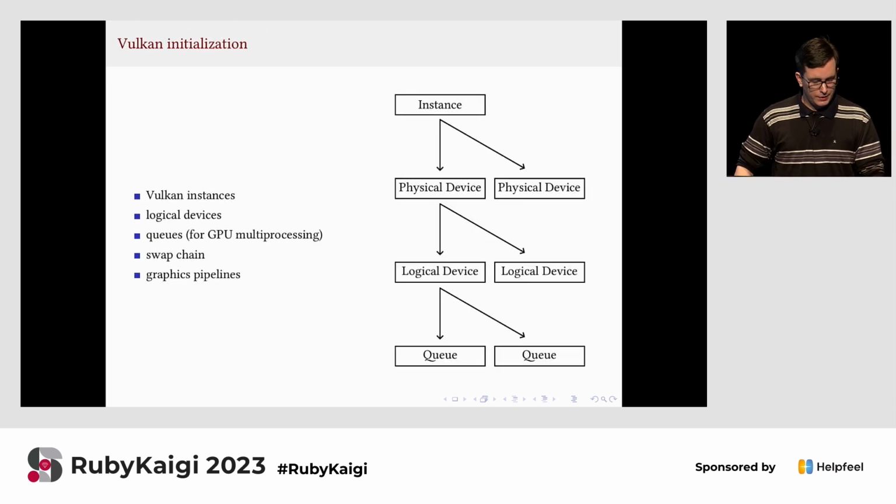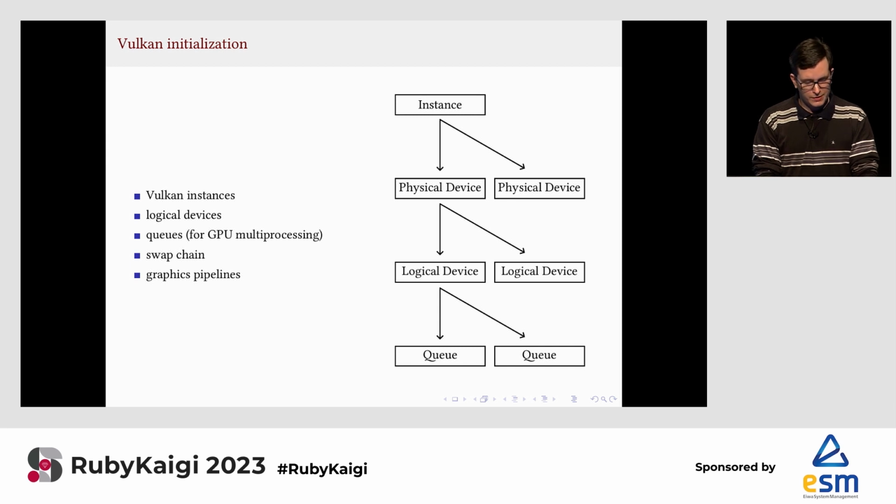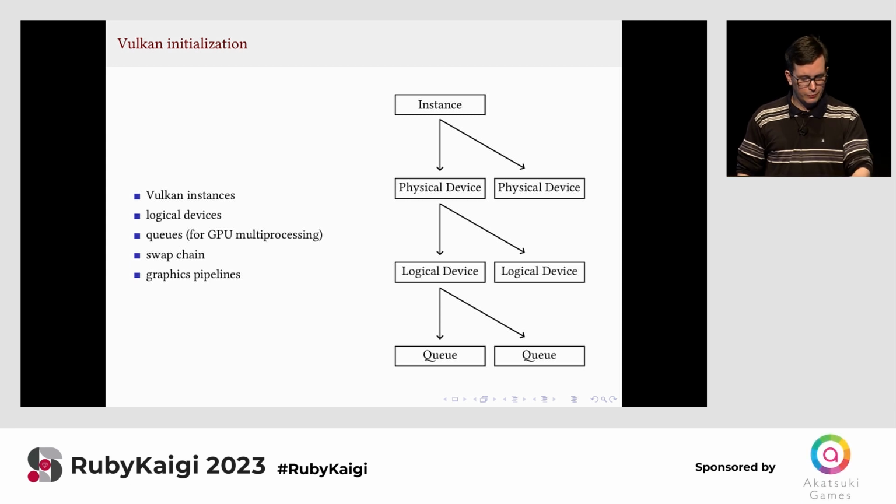Internally, the engine needs to initialize Vulkan. In Vulkan, first you need one or more instances. Each instance has one or more physical devices. These physical devices are the graphic cards that you have in your computer. So if your computer has multiple graphic cards, the interface provides you several physical devices. Then you need to choose what device you are going to use by creating a logical device, and each logical device has one or more queues. Those queues are how the graphic cards do multiprocessing.